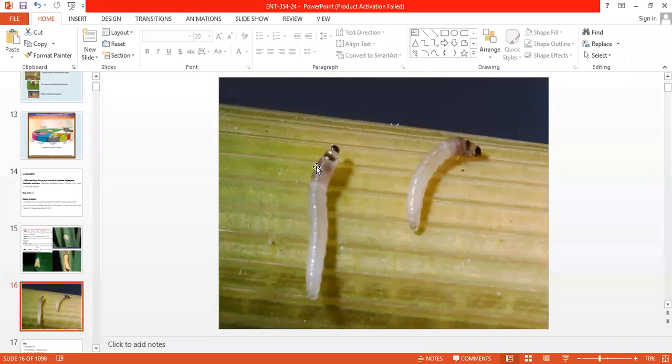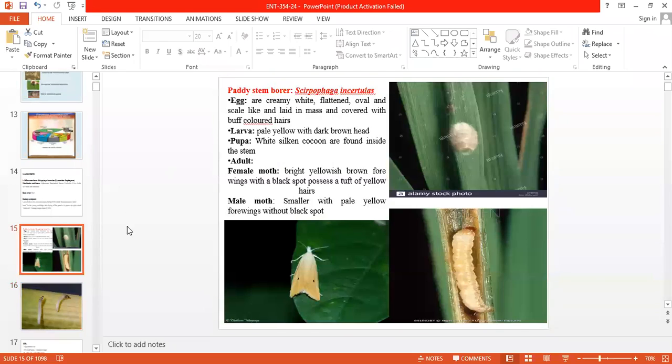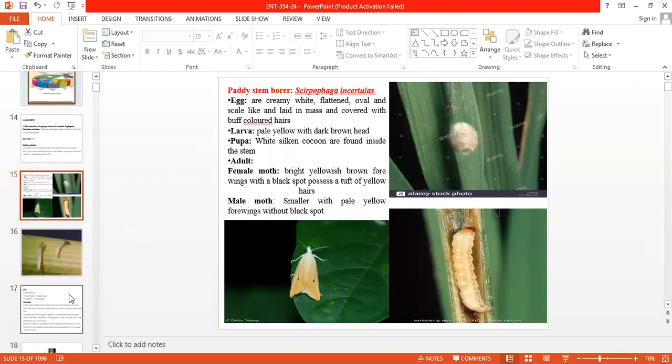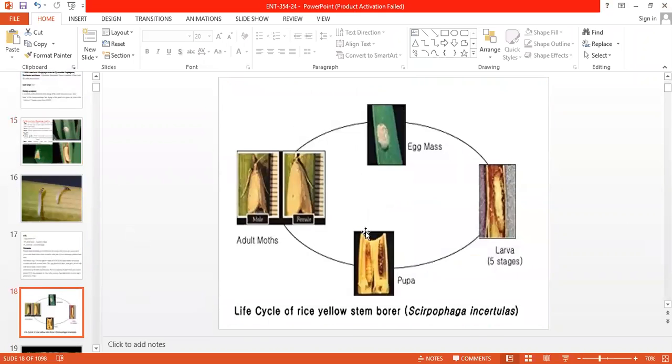Then the third stage is the pupal stage of that pest. The pupa is in white silken cocoons found inside the stem. The pupal stage is in white silken cocoons inside the stem, and the pupal duration of that pest is near about 6 to 7 days.